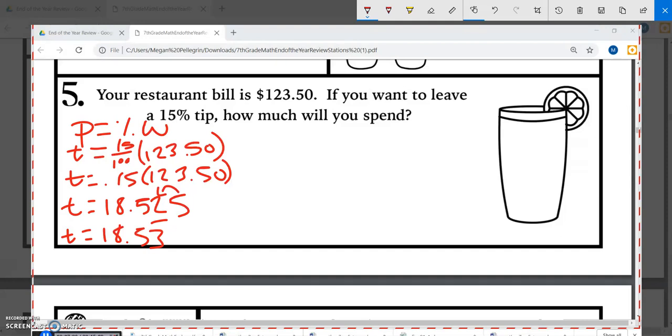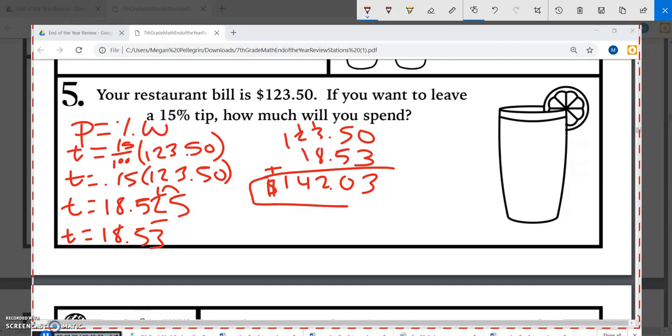They don't want to know how much my tip is, though. They want to know how much I'm going to spend. And so I was already spending $123.50, and then I'm tipping her because she was such a fantastic person and waitress, $18.53. And so when I add those things together, I get $142.03. Bring down that decimal, and there is my answer.